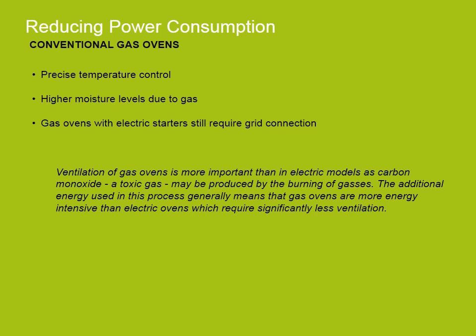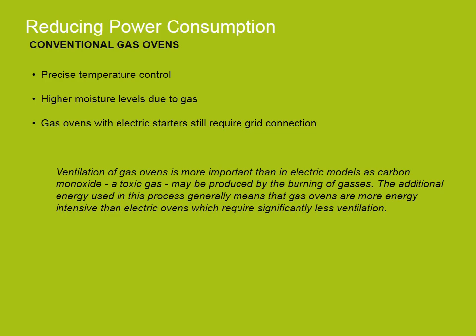Something to consider with gas ovens is if they have electronic controls or an electric grill, they will still need to be wired into the electricity supply. Ventilation of gas ovens is more important than in electric models, as carbon monoxide, a toxic gas, may be produced by the burning of gases.